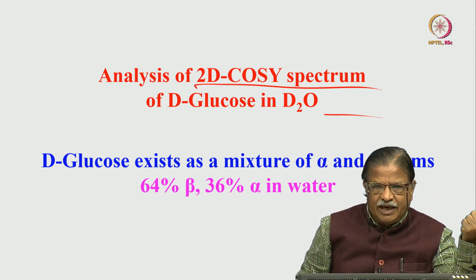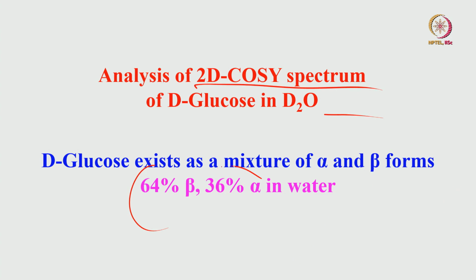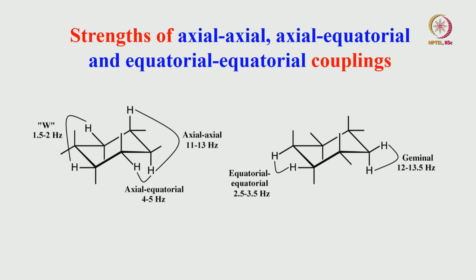Conventional glucose, what we take, has both alpha and beta forms: 64% beta and 36% alpha. That is the mixture; it exists in two forms. And this is the alpha. Important thing: before you go to the analysis of the spectrum, you should know the couplings.